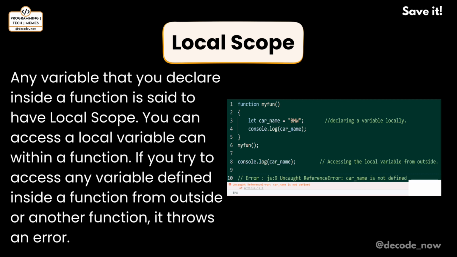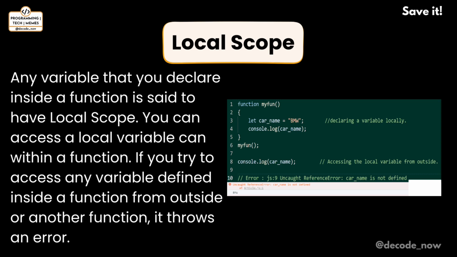Second is local scope. Any variable that you declare inside a function is said to have local scope. You can access a local variable within a function. If you try to access any variable defined inside a function from outside or another function, it throws an error.